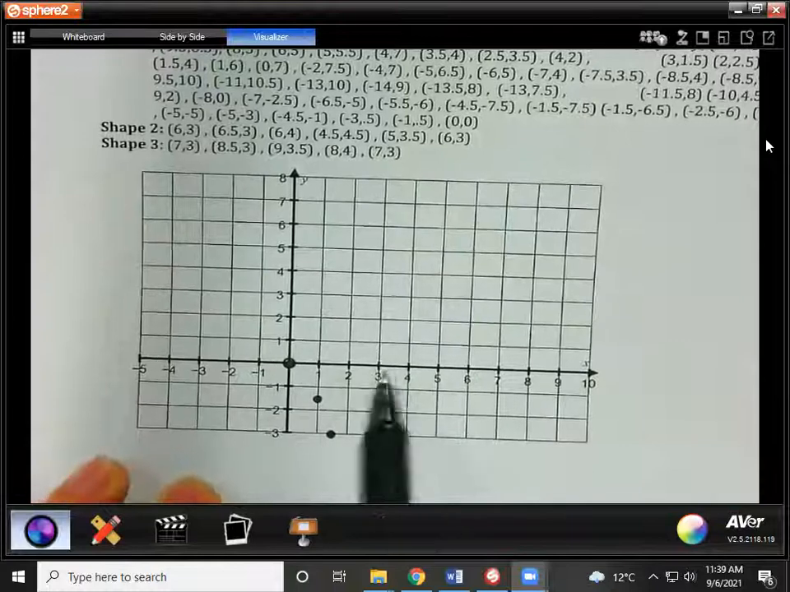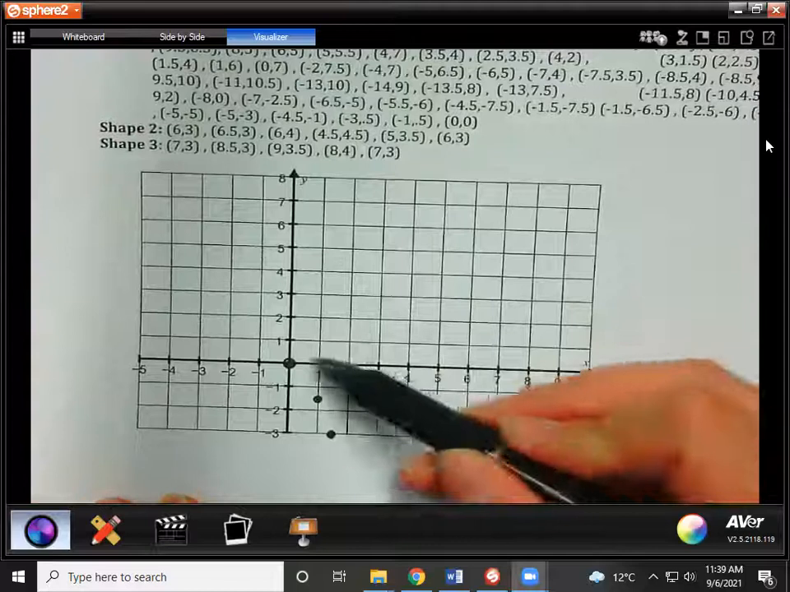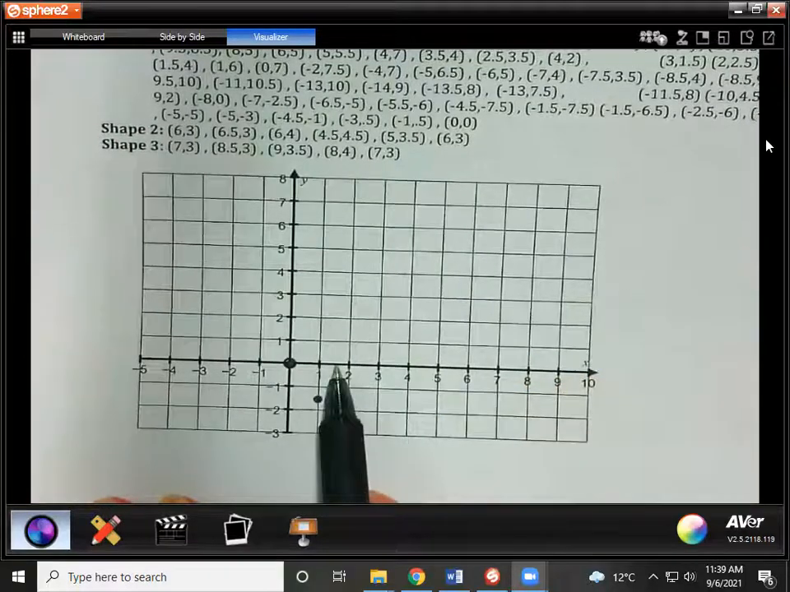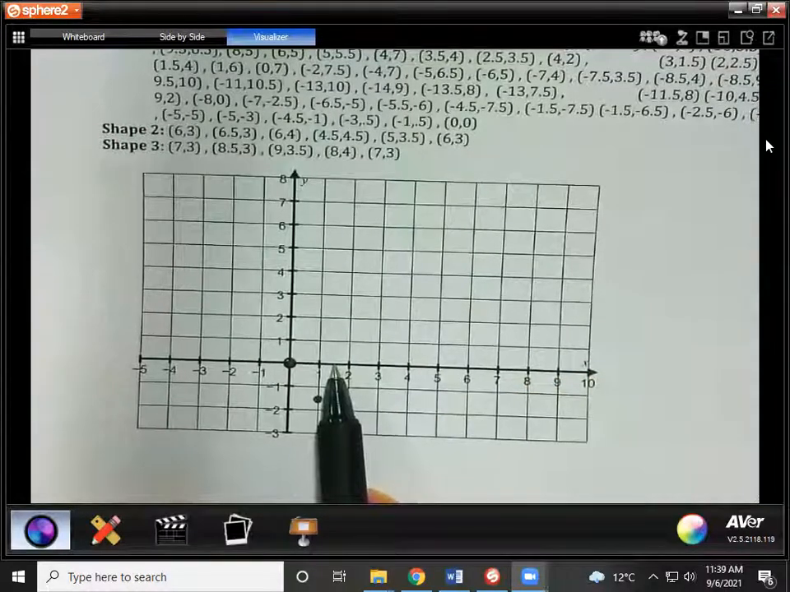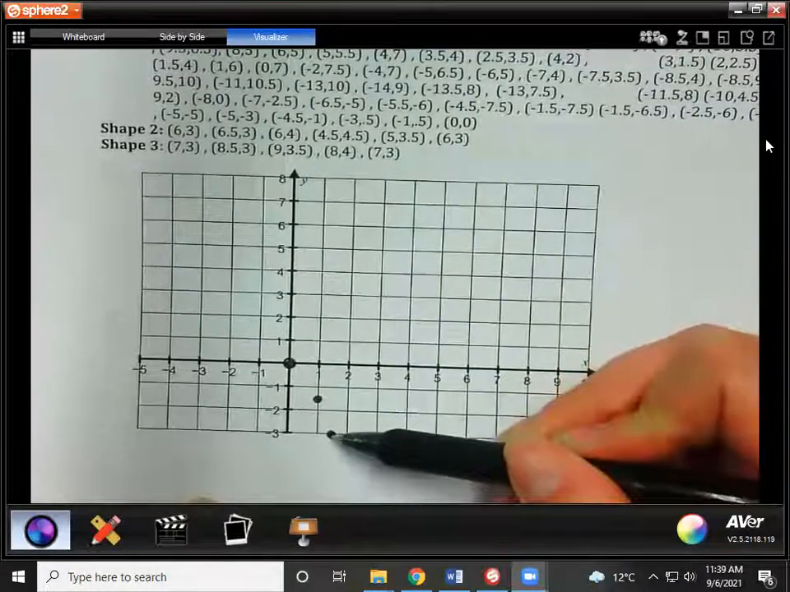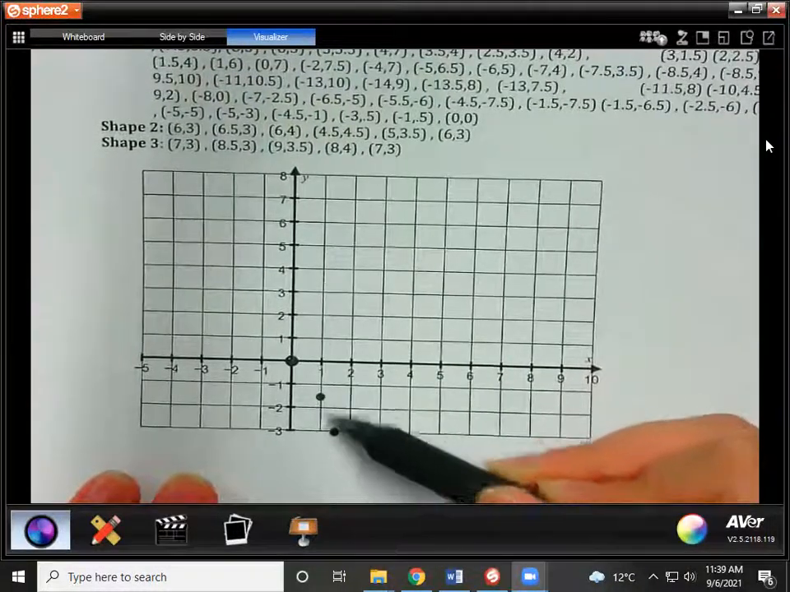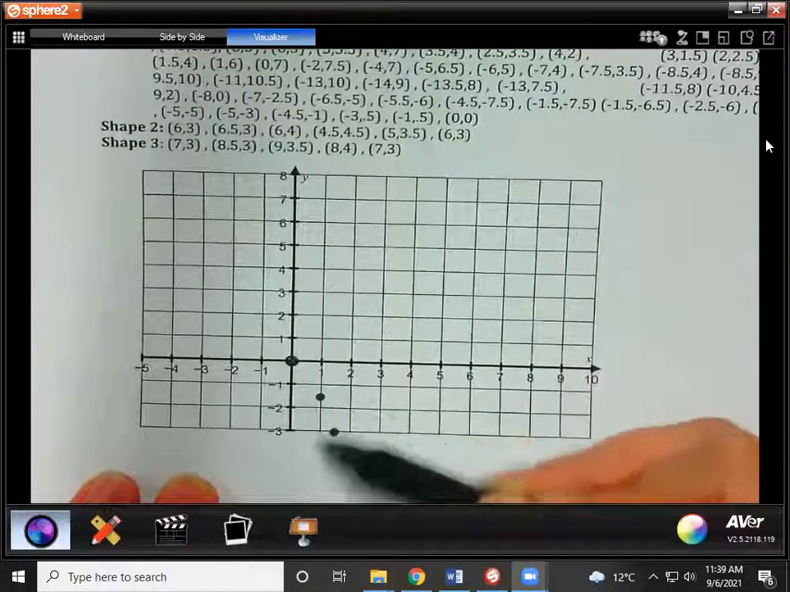So I'll put my pen on the number on the x-axis. Like they said here, it's 1.5. So I go to, okay, there's 1, there's 1.5. But then the y value is -3. So then from there, I'm going to go to -3. Okay, that's how I usually do it. So now you're going to connect that point to the previous one.